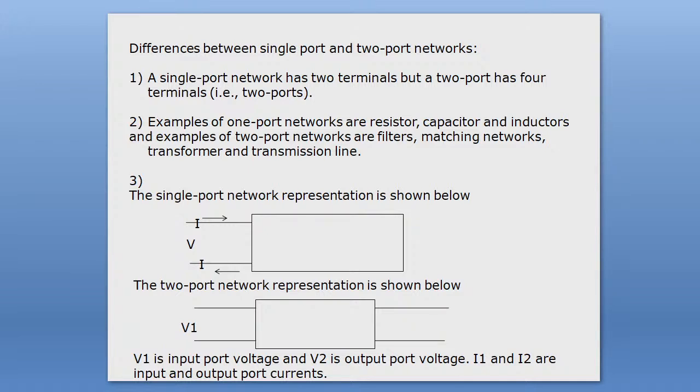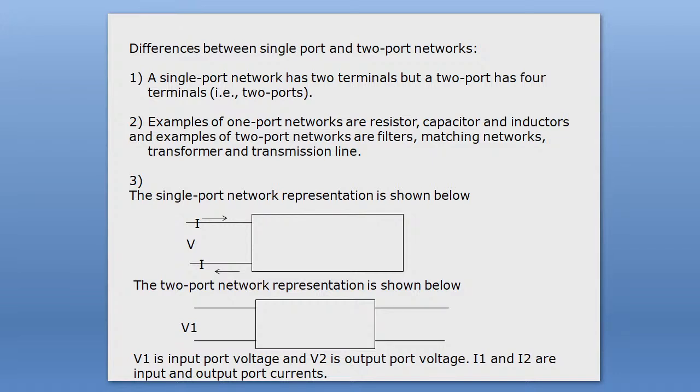Now you just see their representation. A single port network has only one port and two terminals, and there is a condition known as the one port condition. The current entering into the network is the same as the current leaving from the network.